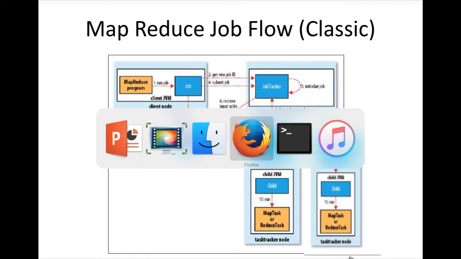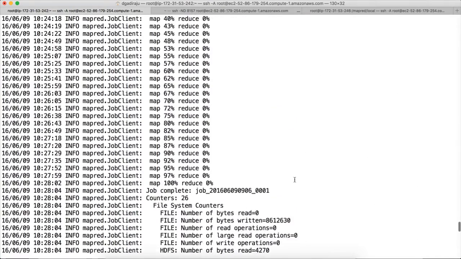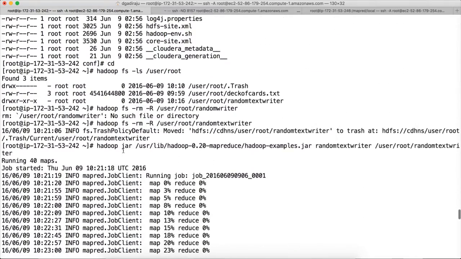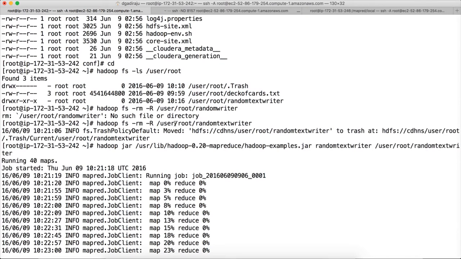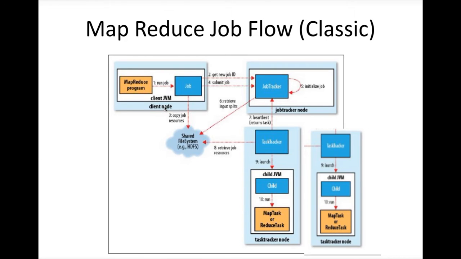So earlier when I ran the job as part of the last video, you can see that I ran a command hadoop jar blah blah blah .jar file, random text writer, and the output path. And I ran it from node 242. Here you can see, even in the picture, it is saying client node. So in our case, 242 is the client or gateway node. Sometimes in some places they might refer to it as gateway. Gateway and client are one and the same. So here we have submitted the MapReduce job from 242, which is nothing but a client or gateway node.